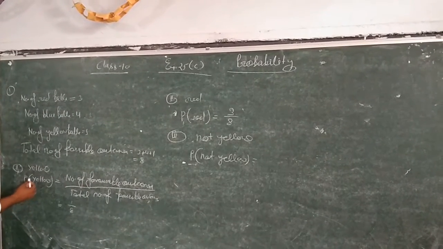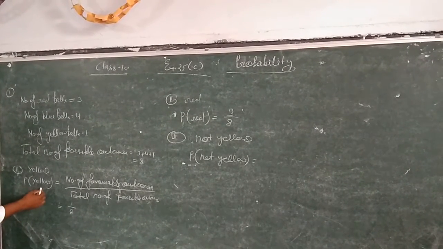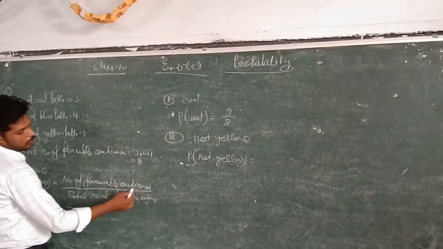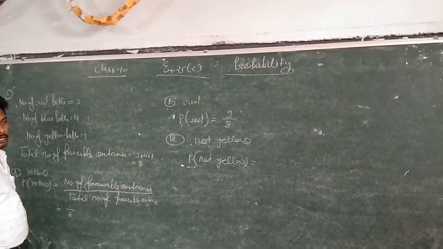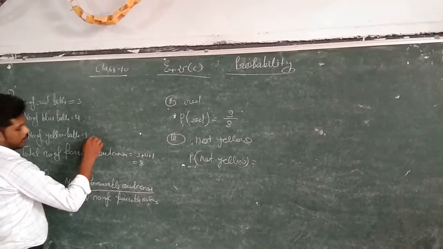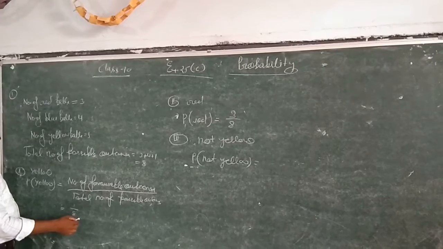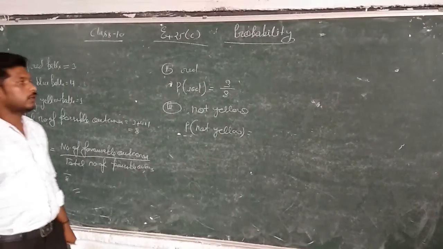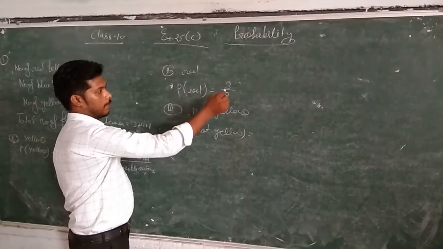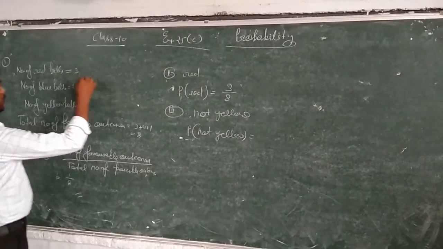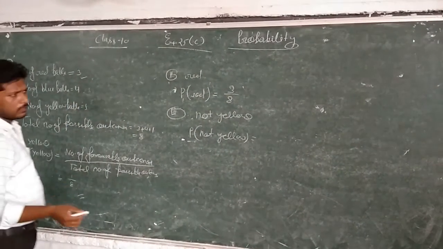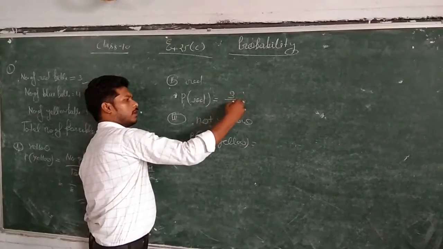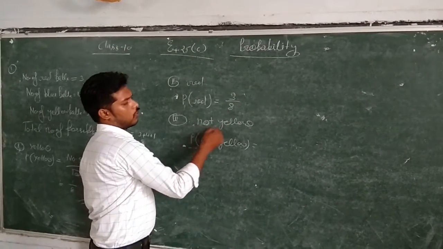The probability of a yellow ball, P, is equal to the number of favorable outcomes upon the total number of possible outcomes. So the number of yellow balls is 1 and the total number of possible outcomes is 8. This is the probability of yellow balls. Number 2, probability of red balls. The number of red balls is 3, so the probability of red balls is 3 upon 8.